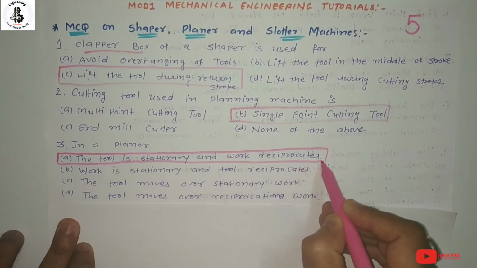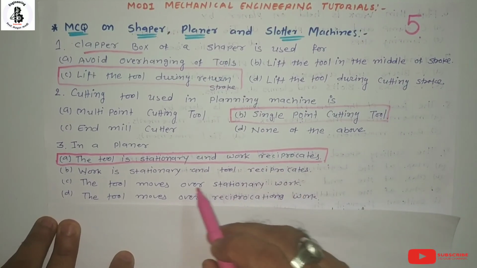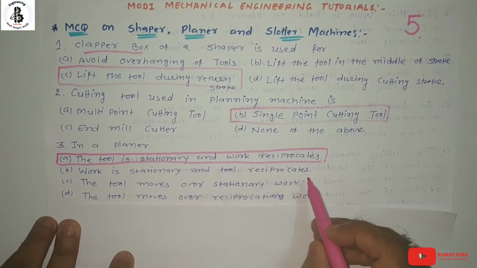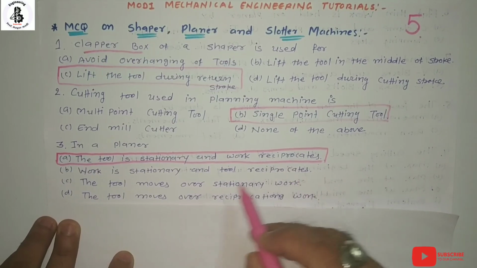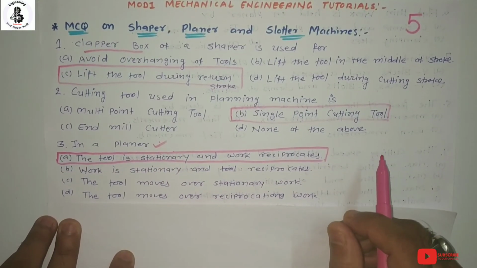Basically in case of the SHAPER machines, the workpiece is stationary and the tool is reciprocated. So according to the different kinds of machines, there will be different kinds of options.